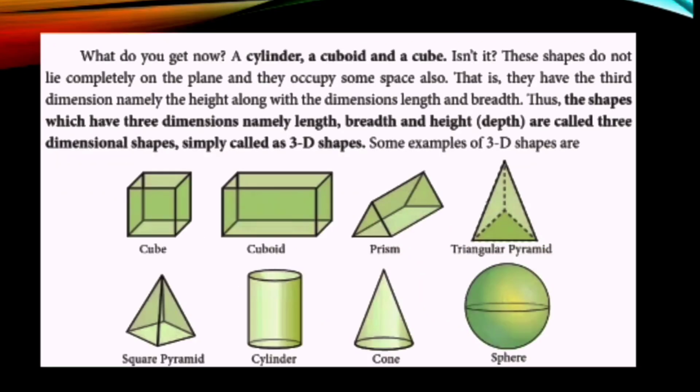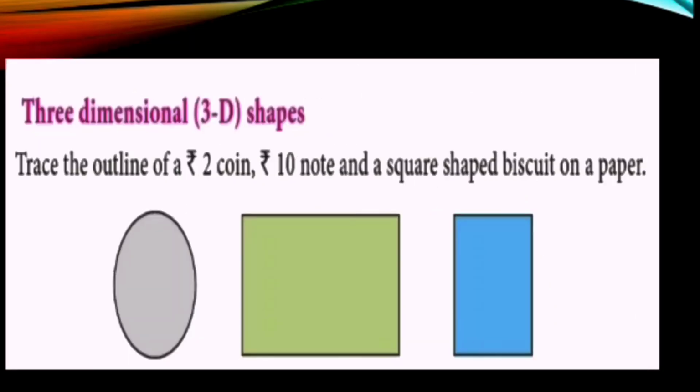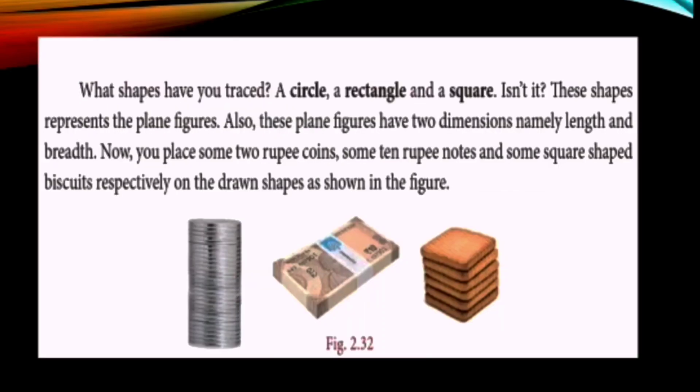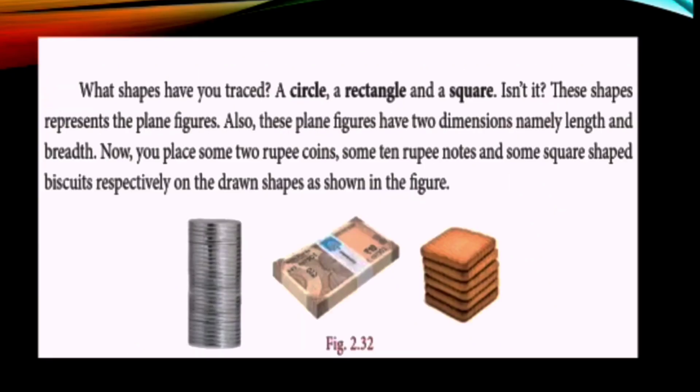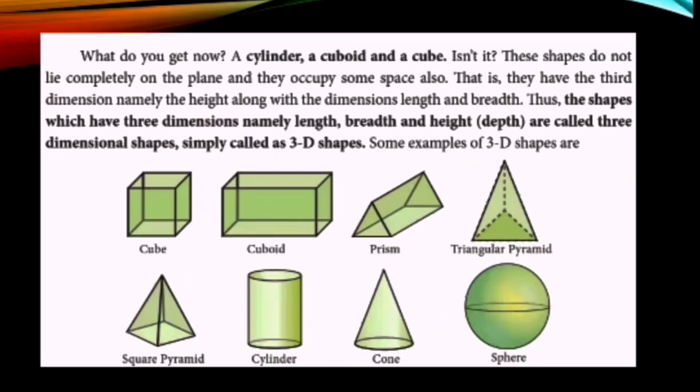These shapes do not lie completely on the plane and they occupy some space also. See, in the earlier picture they occupied only the plane, the paper, but here it has some extra space. The shapes which have 3 dimensions, namely length, breadth and height, are called 3-dimensional shapes. See this figure, in this coin we have length, breadth as well as height as another dimension.